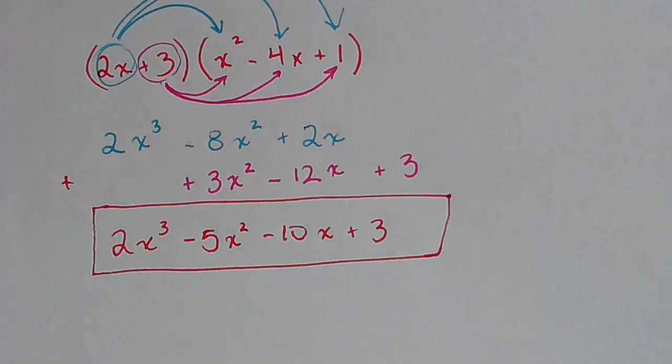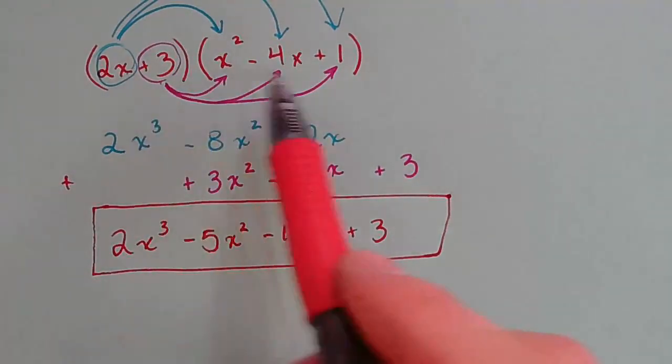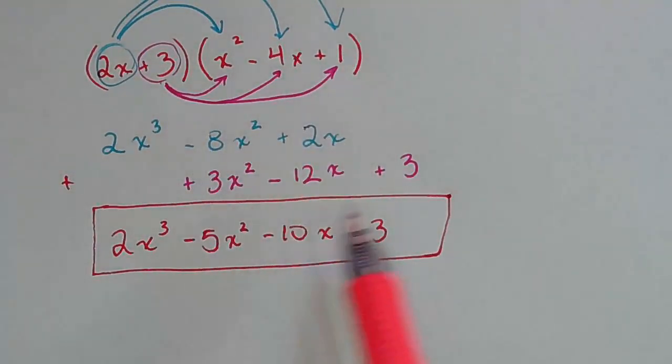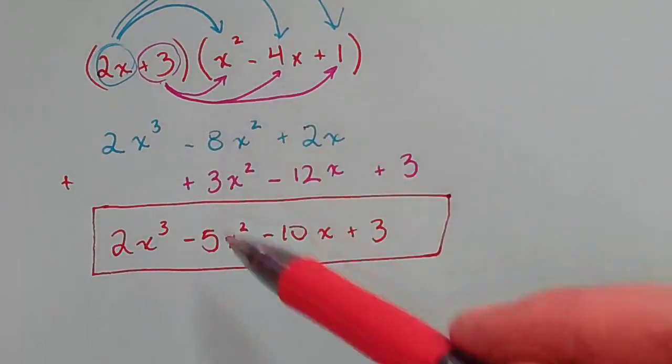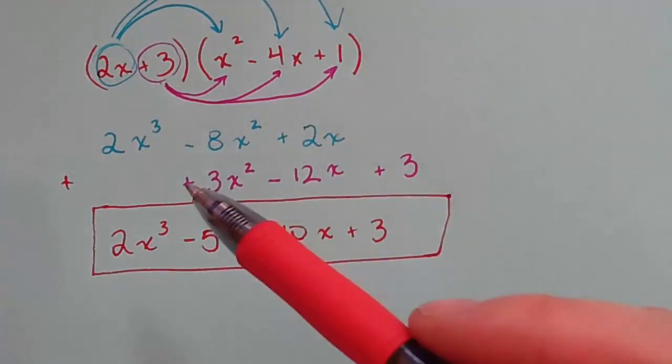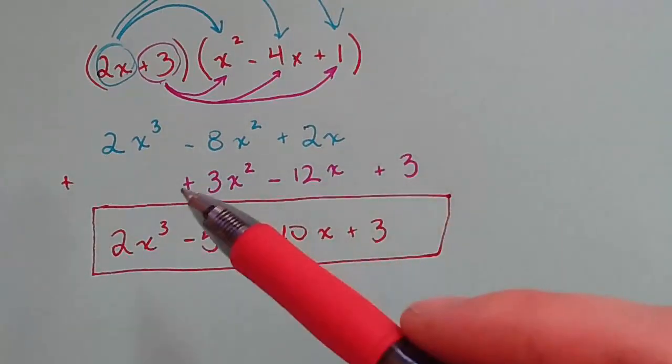There you go. That's how to do a binomial times a trinomial. And this kind of combines the vertical method that we used when we added polynomials. It's kind of the same idea. There you go.